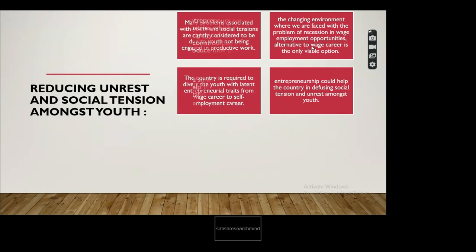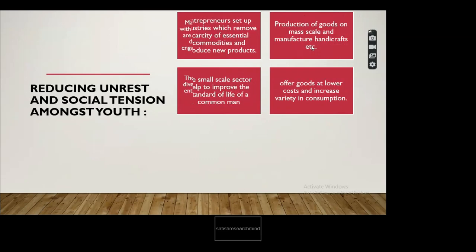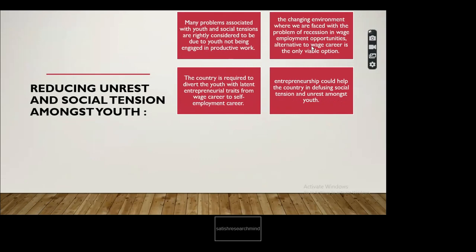I already told you about the wage difference. For example, a common laborer gets about 600 rupees per day. Compared with that, educated people get 500 or 400 rupees. Who gets more? The illiterate people get more than educated people. Why? That is the social tension among the youth. These are the problems that come under this.